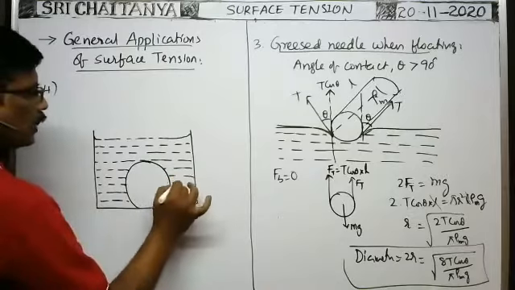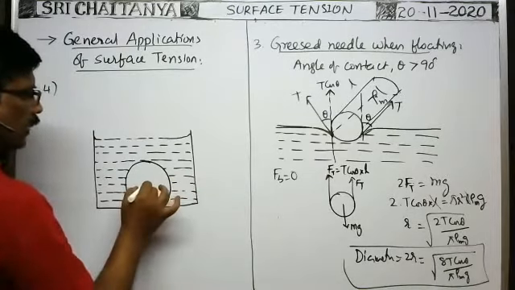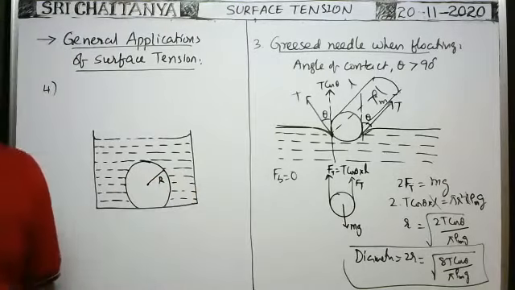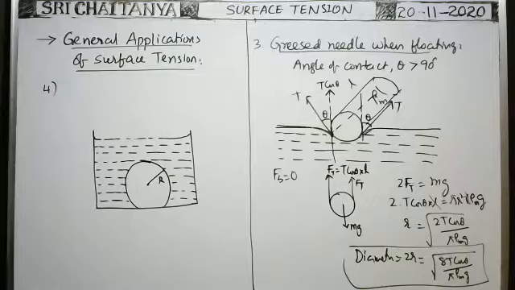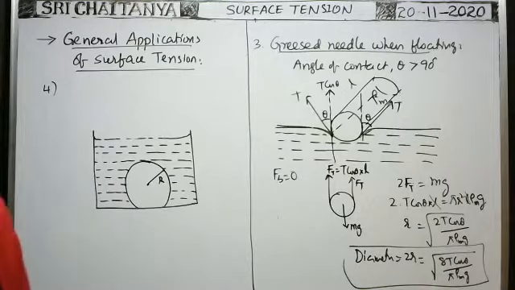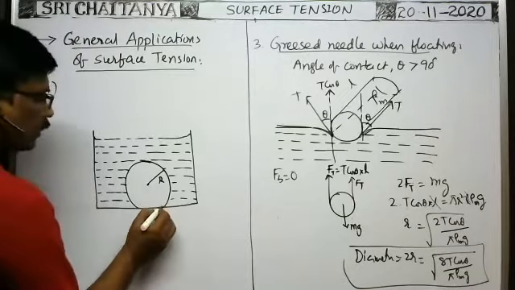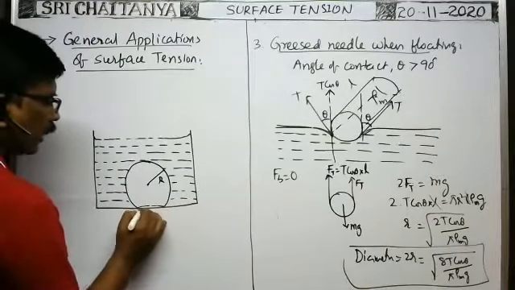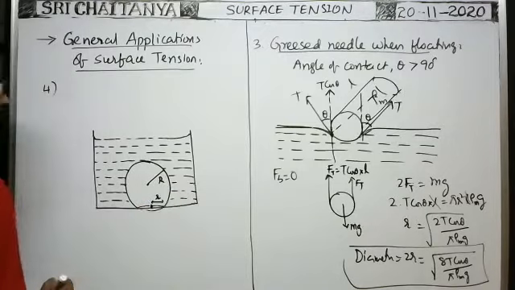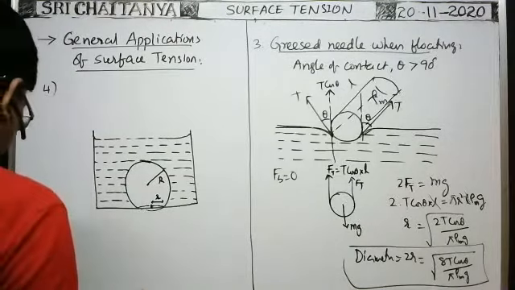This is the hot water. Bubbles are produced like this. The radius of the bubble is capital R. And the radius of the circular patch which is in contact with the beaker is smaller. So this is smaller. Then what is the smaller?